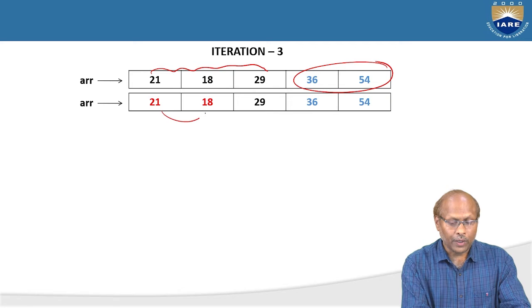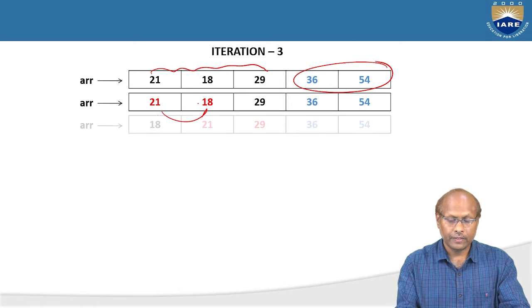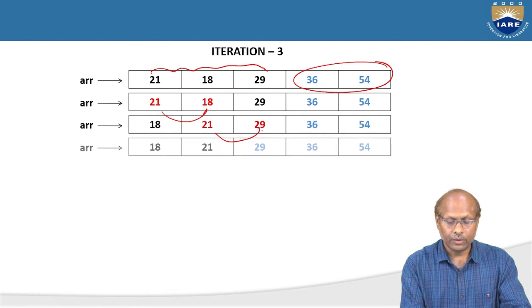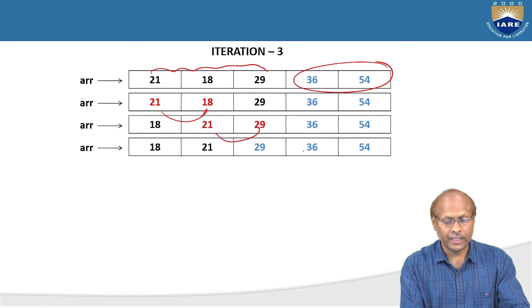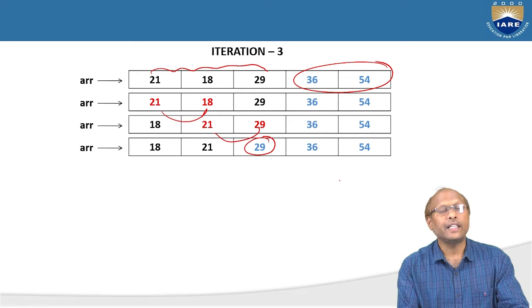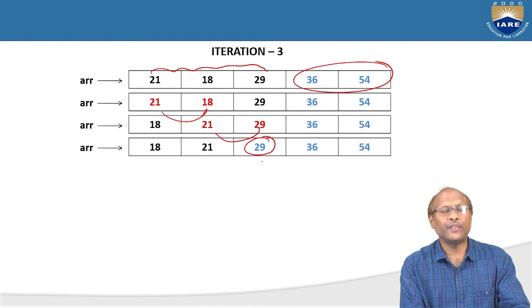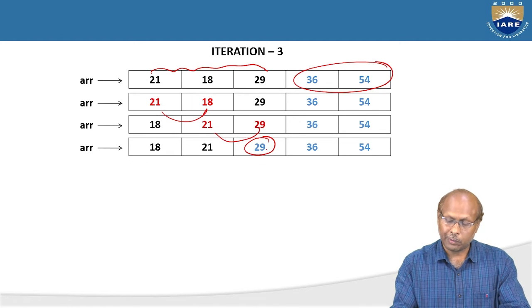Then you are comparing 21 with 18. 21 is bigger, so it has to interchange. Then compare 21 with 29. Here 21 is smaller, no need to interchange. So that means 21 has reached the end of the array, and at the third iteration, 29 has reached its respective place.